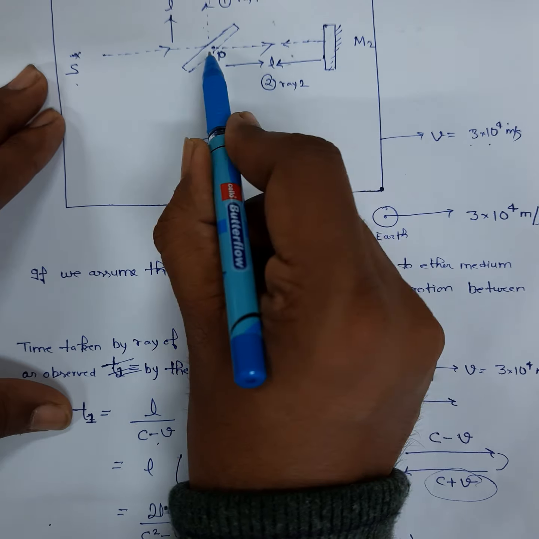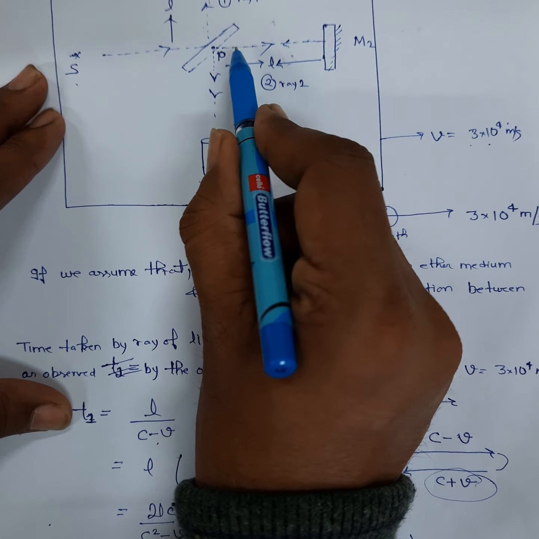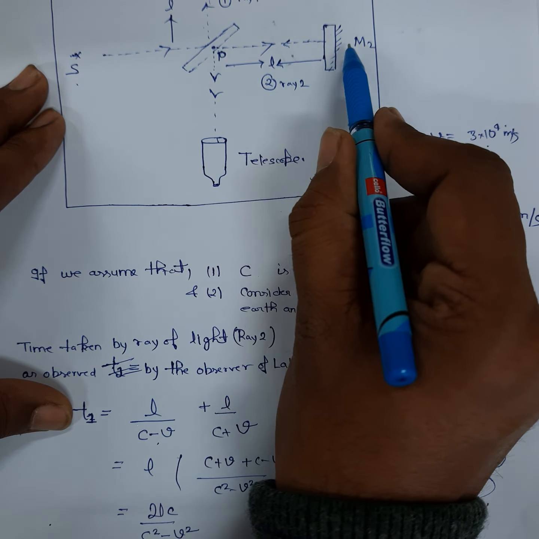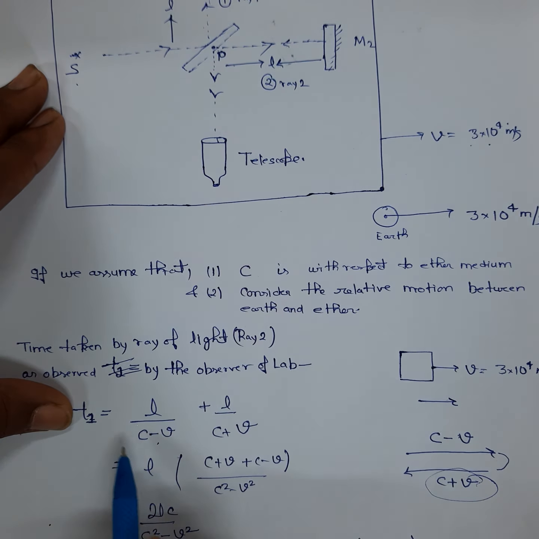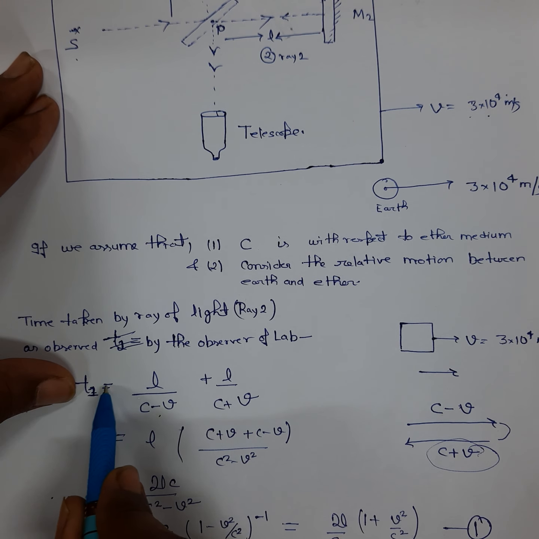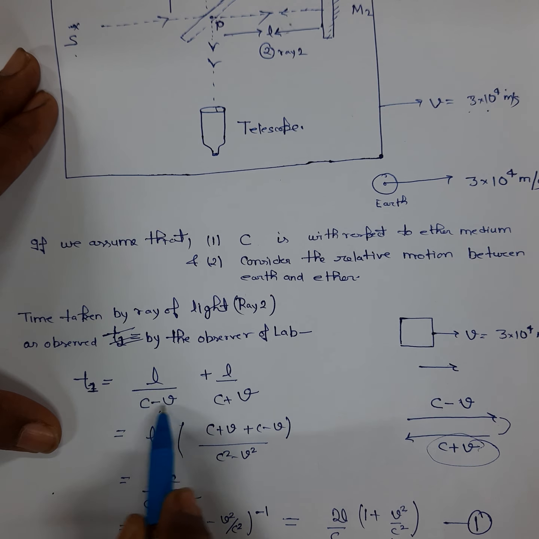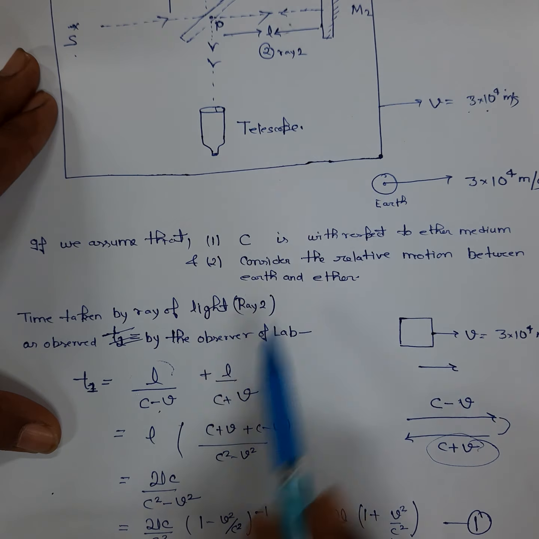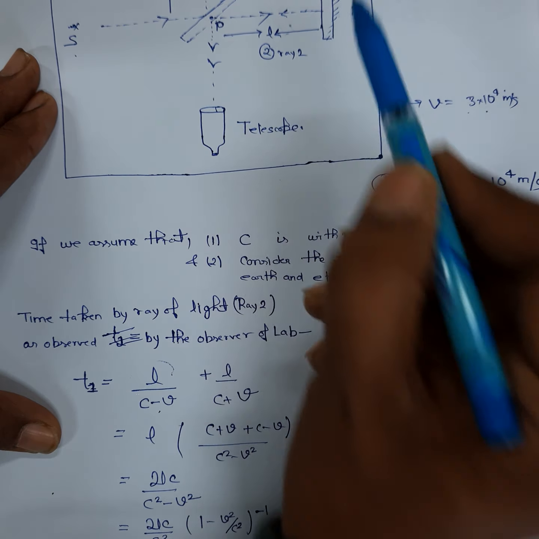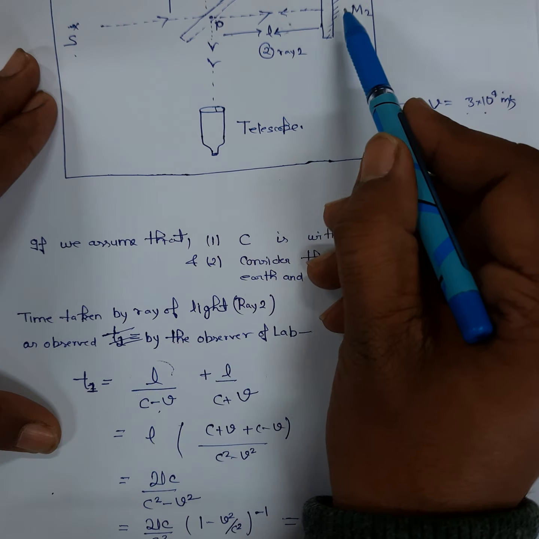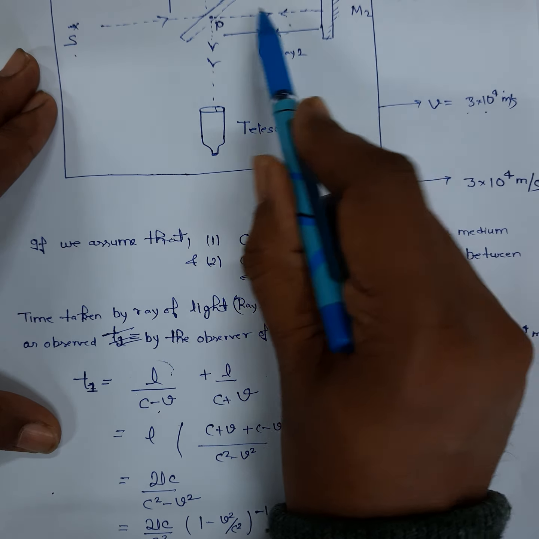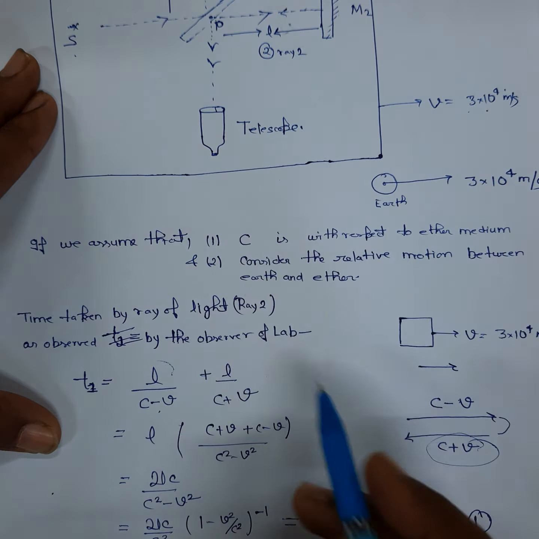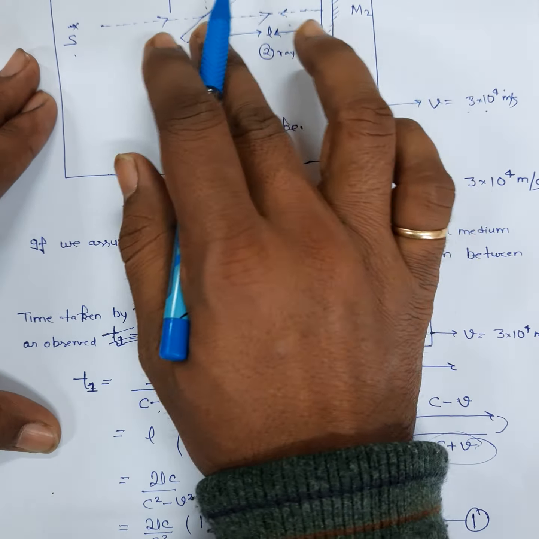The total time taken by ray 2 is the time taken from P to M2 and the time taken from M2 to P, and this can be calculated as L by c minus v plus L by c plus v. This is the time taken by the light to traverse from P to M2, and this is the time taken to traverse the distance from M2 to P. In both cases, since the whole setup is in the laboratory, it is assumed that L is the same for both paths.